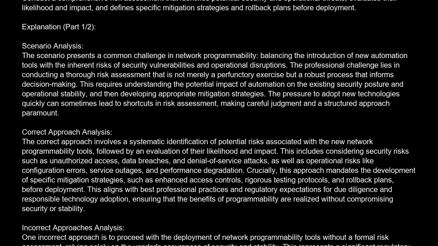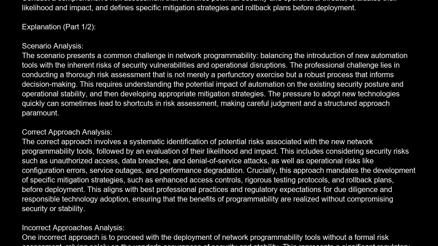Correct approach analysis. The correct approach involves a systematic identification of potential risks associated with the new network programmability tools, followed by an evaluation of their likelihood and impact. This includes considering security risks such as unauthorized access, data breaches, and denial of service attacks, as well as operational risks like configuration errors, service outages, and performance degradation.